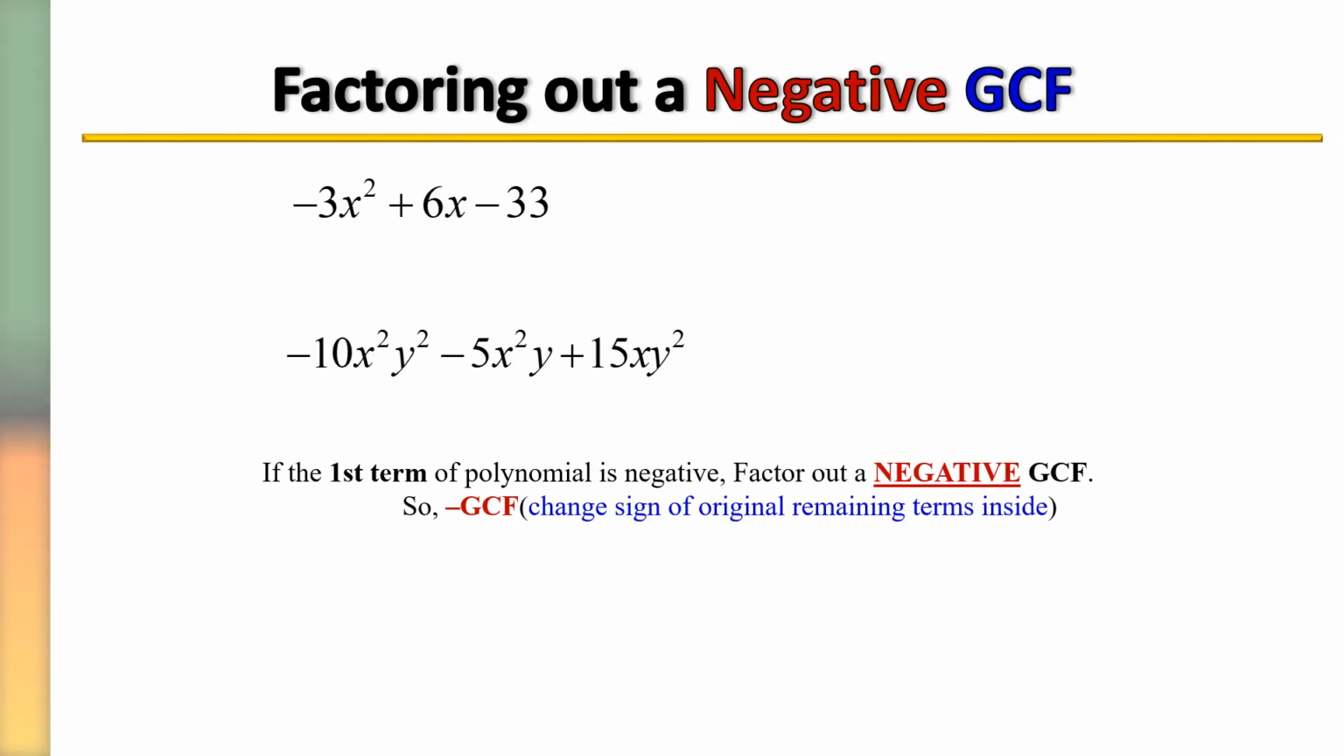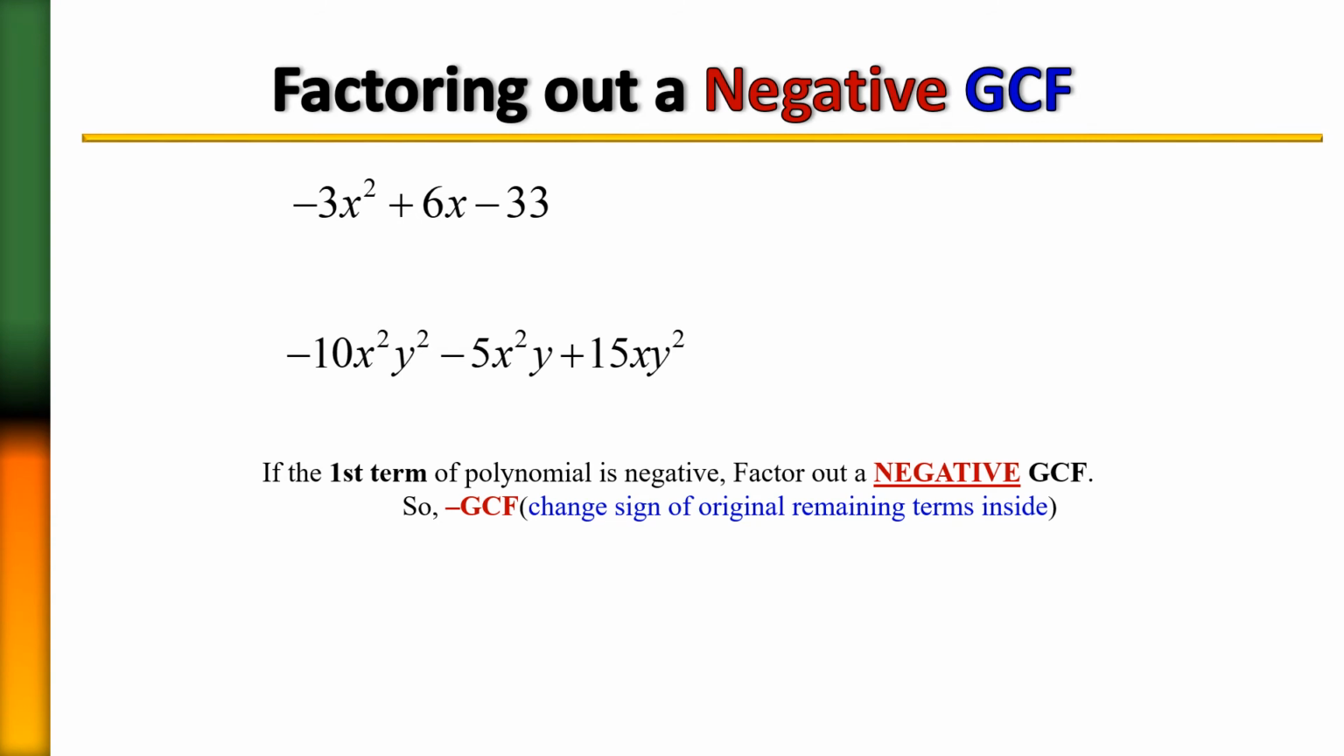If you come across a scenario where you're asked to factor out the GCF, but you notice that the first, or what we call the leading term, is a negative, then that means that you are going to factor out a negative, but you have to be careful and make sure you change the sign of the remaining terms that are inside the parentheses. So let's do an example to see what that looks like.